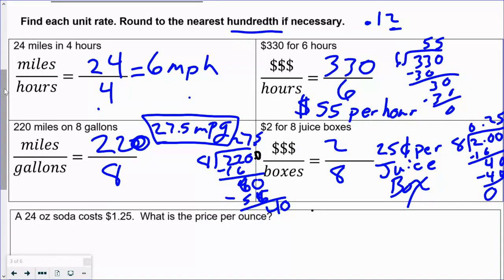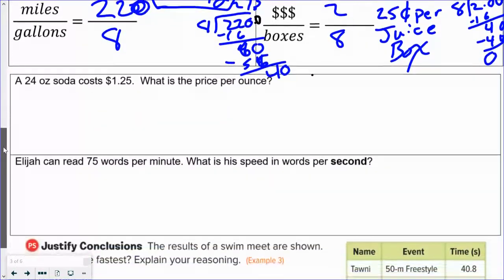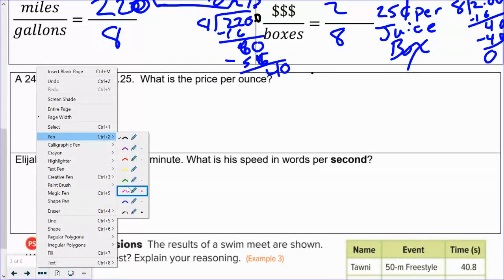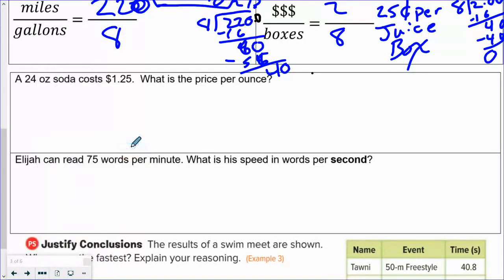Okay, so now let's look down at the other ones. We're given a rate, then we have to do it in the way that they want us to. Okay, I'm going to switch my color for this stuff. All right, so we have a 24-ounce soda that costs $1.25. What is the price per ounce? That's what they're wanting us to do. Take your price of $1.25 and divide by how many ounces? Your 24. Then we're going to say how much it is per ounce.